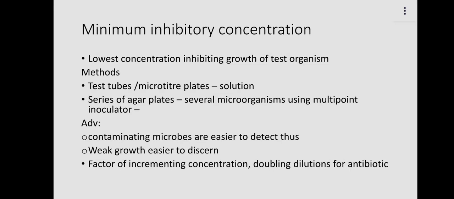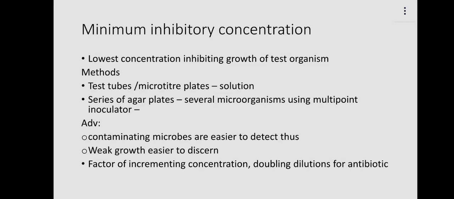There are different methods which are used to carry out minimum inhibitory concentration tests. They may use test tubes or microtiter plates. So these microtiter plates, we have seen such examples. And these microtiter plates are more efficient because they hold small volumes of test solutions.